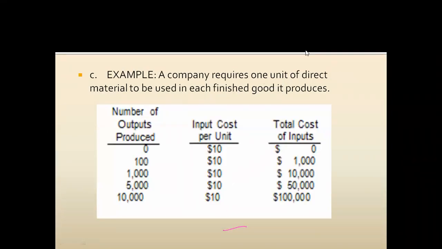Students, here we can see the schedule for better understanding. A company requires one unit of direct materials to be used in each finished good it produces. Here we have the number of output produced. Say if we are producing 100 units, our input cost per unit is $10. If we are producing 1000 units, our input cost is again $10, but it keeps on changing in total. It's actually increasing with the production level.